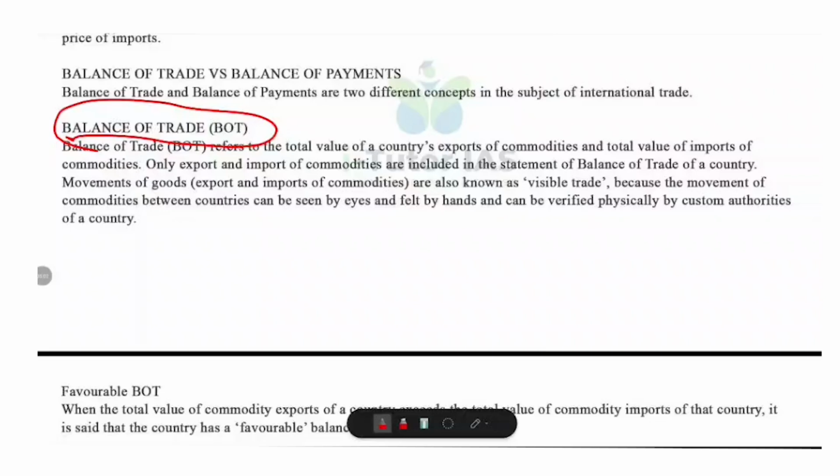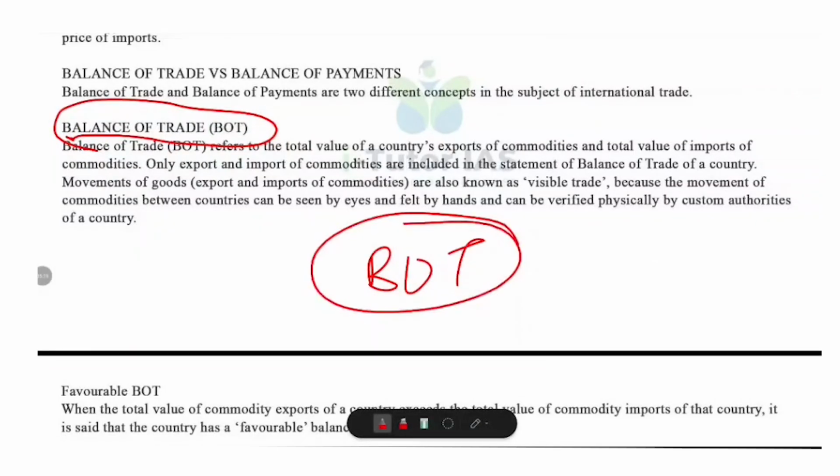And remember that only visible items are considered. That is, only physical goods are considered while calculating BOT. And this is called visible trade. That means BOT is also called visible trade. Why? Because goods can be physically seen, measured and verified by customs authorities. So balance of trade is always equal to value of export of goods minus value of import of goods.